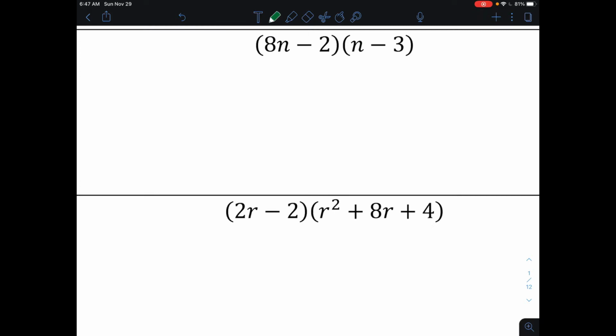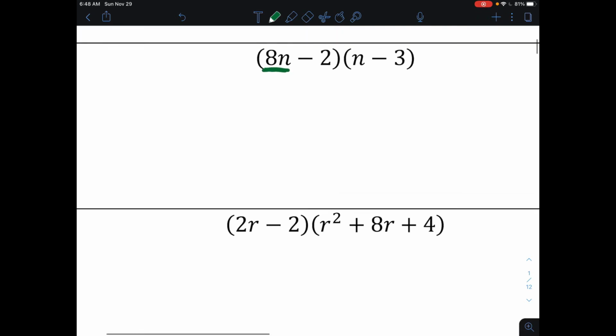All right, next problem. So now we have two binomials multiplying together. Because I see two parentheses next to each other, that means we're multiplying. Now, I need to multiply this out, and there's two methods. There's a FOIL method, or you can look at this in terms of distributing twice. The way that I'm going to do in this video is I'm going to start with this first term, 8n, and I'm going to distribute it to what's inside of the second parentheses.